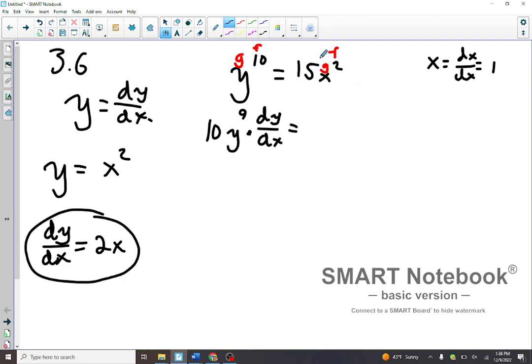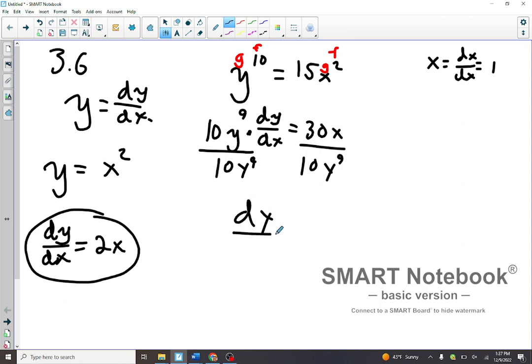So here I'm going to bring down the 2. 2 times 15 is 30x times the derivative inside, but since the derivative is 1, it just stays the same. All right, we need dy dx to be by itself, so I would divide by 10y to the 9th on both sides. I can see here I have a 30 and a 10, so I could reduce that. So dy over dx equals 3x over y to the 9th power.